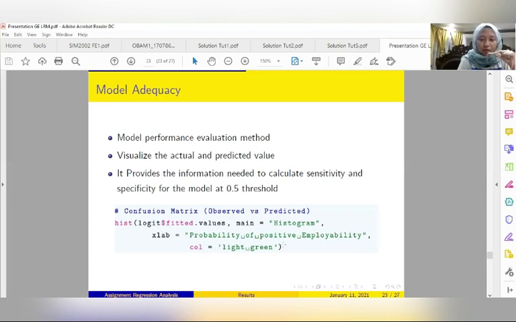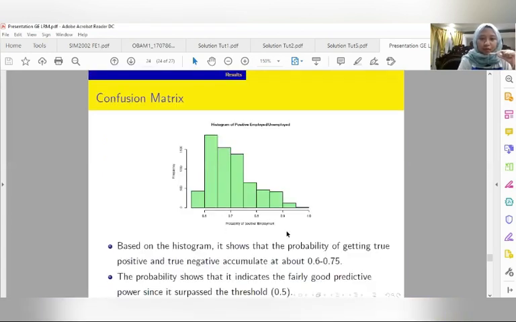Here are the R codes that we use to obtain the confusion matrix in the form of a histogram. The figure here shows the histogram that we obtain from R. Based on the histogram, the probabilities of getting true positive and true negative accumulate at 0.6 to 0.75, as we can see here. This indicates fairly good predictive power since it surpassed the threshold level, which is 0.5. This diagram will be translated to the ROC curve, which I will explain after this for a better interpretation.